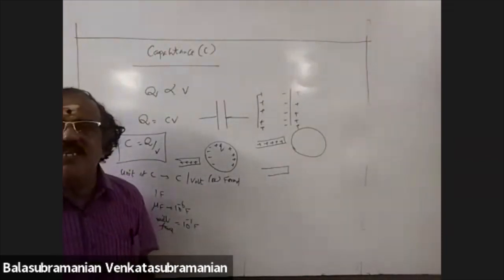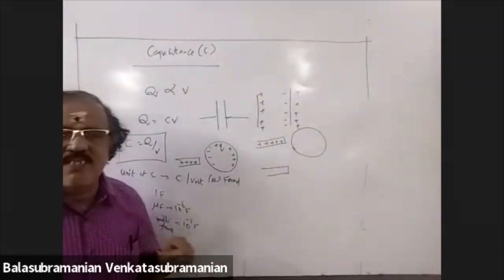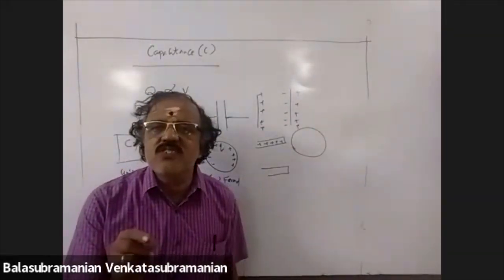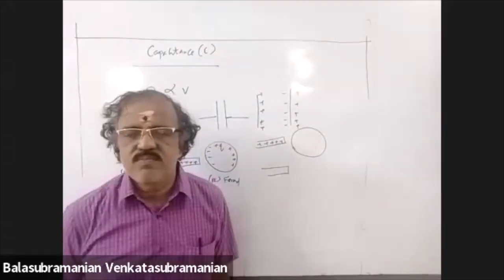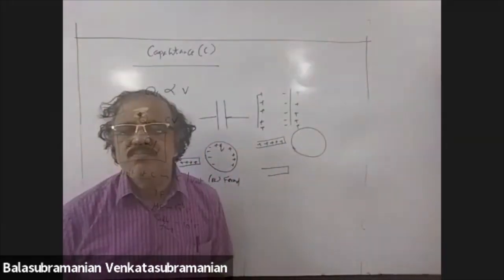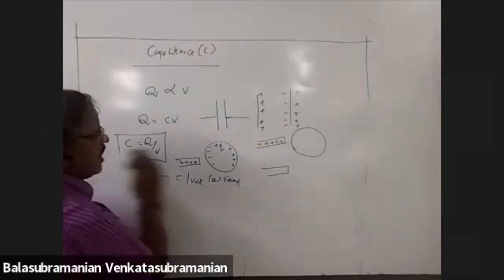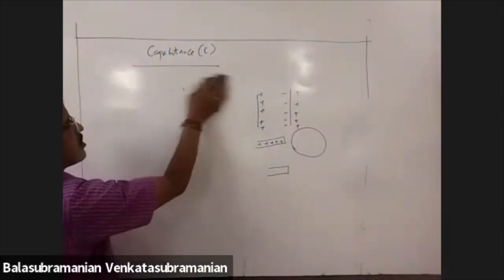Correct? So this is the basic definition of capacitance. A capacitor is a device used to store charges. That is the aim of the capacitor. Right. Now, the parallel plate capacitor.